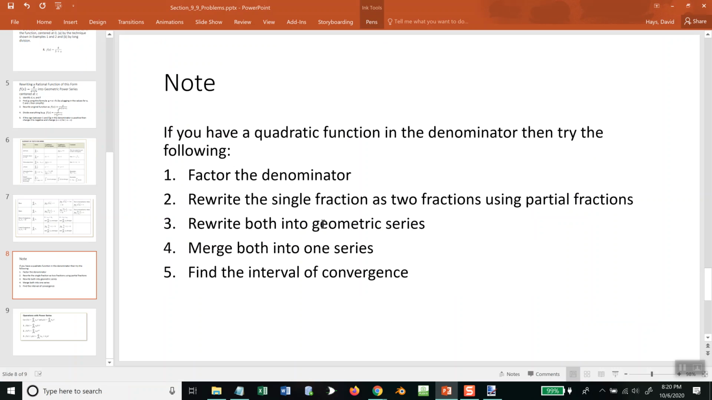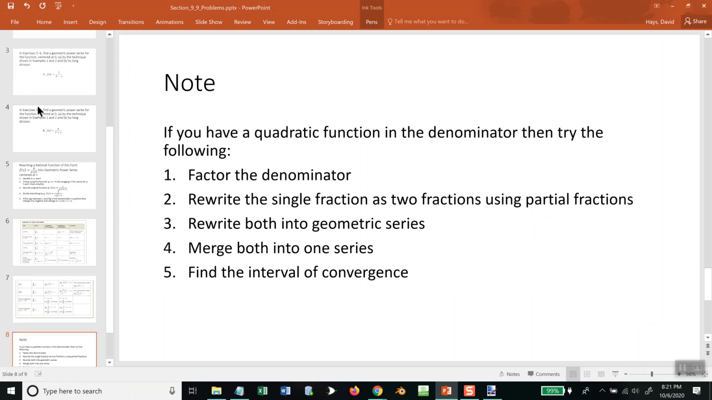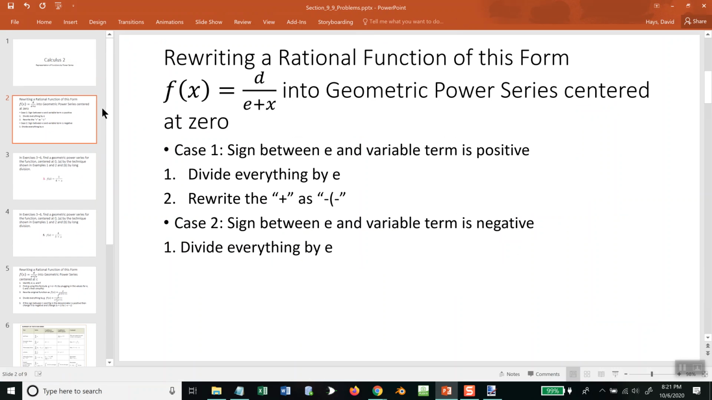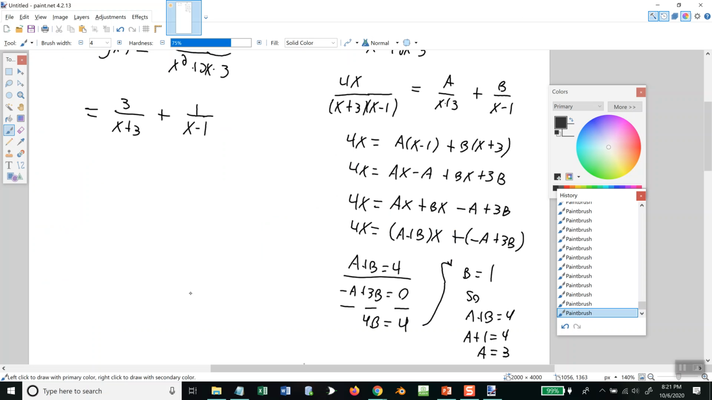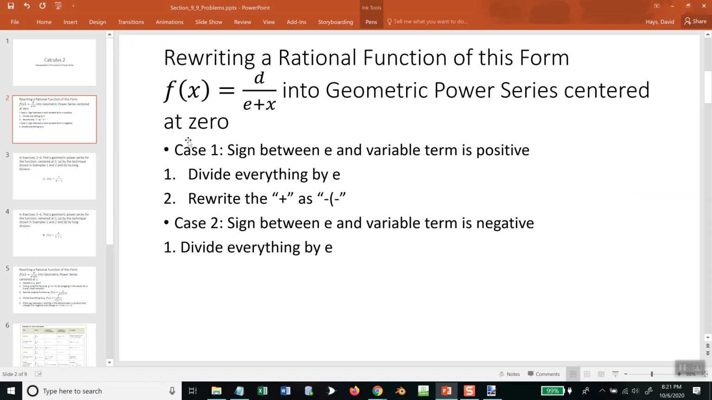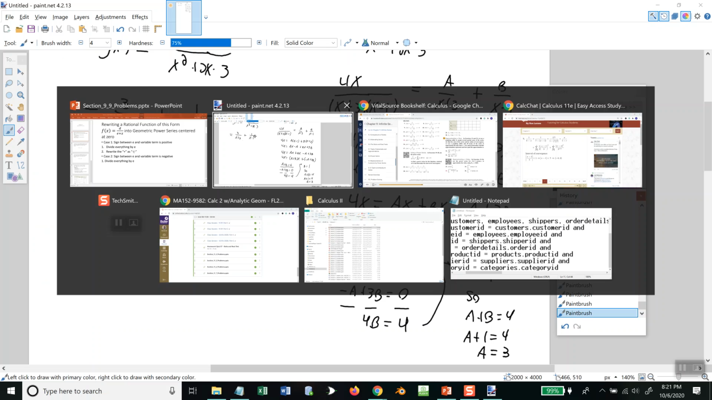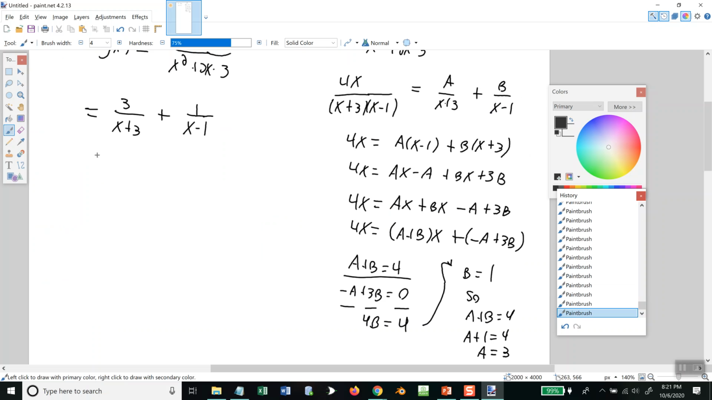Rewrite both of them into the geometric series using the steps I gave you up above. In this case, I think my first form I gave you should work on both of them, because they're pretty basic. Okay, so this one here, x plus 3, there's a plus between them. So the sign between e and the variable term is positive. So divide everything by e. Let me rewrite that. Usually the numbers first.